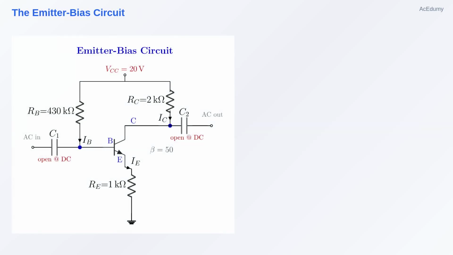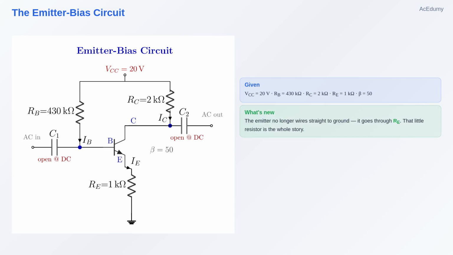Here is the circuit, and at a glance, it is the fixed bias circuit with one new piece. A 20-volt supply, V sub CC, feeds the base through R sub B, 430 kilo-ohms, and the collector through R sub C, 2 kilo-ohms. Beta is 50, same as before. The new piece is down at the emitter. Instead of wiring it straight to ground, we send it to ground through R sub E, 1 kilo-ohm. That little resistor is the whole story of this lesson.